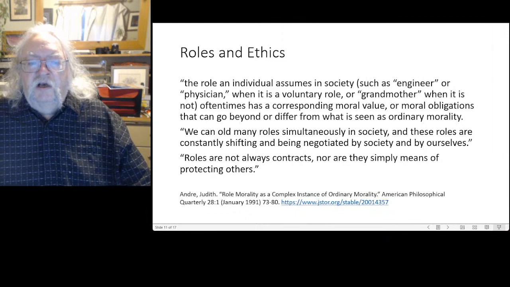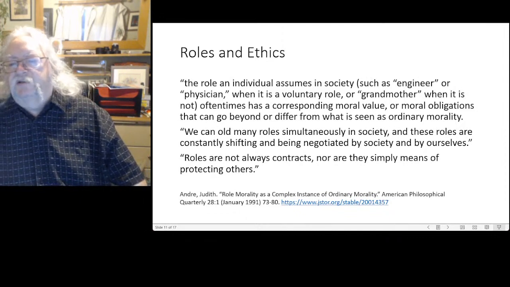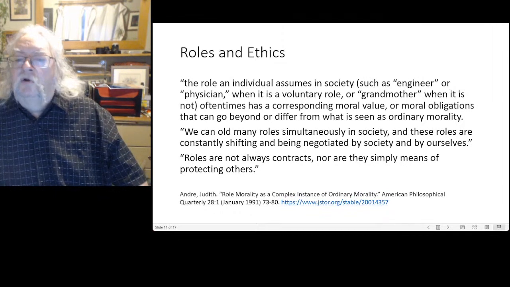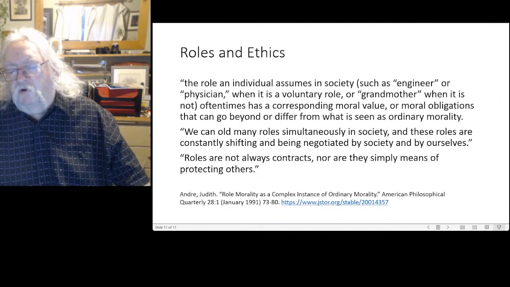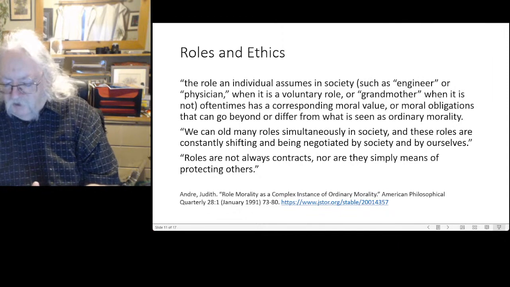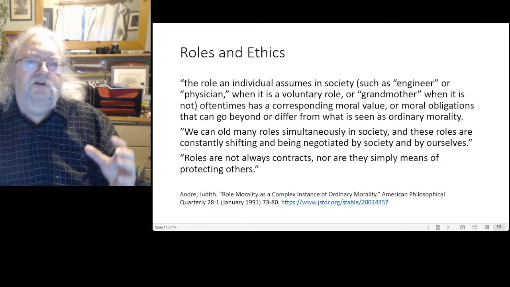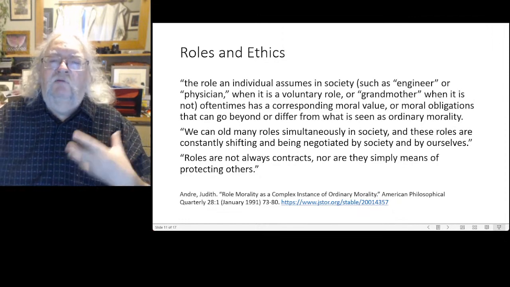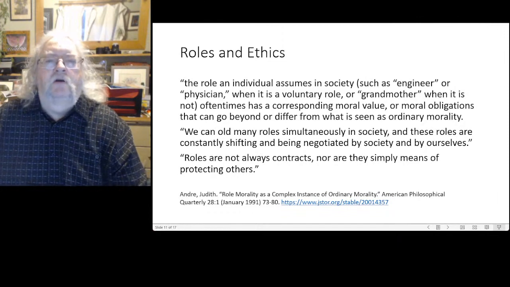And as Andre says, we can hold many roles simultaneously in society, and these roles are constantly shifting and being negotiated by society and by ourselves. And importantly, roles are not always contracts, nor are they simply means of protecting others. This is an important move here. This is from 1991, but it's a move that, as you'll see, began to take place a number of decades earlier. We're moving away from this idea that roles are standard, that roles are a contract between you and an external person. And we're also moving away from the idea of roles as being something that says, don't harm your neighbor.